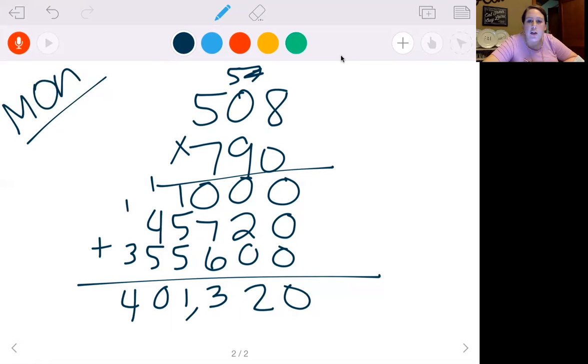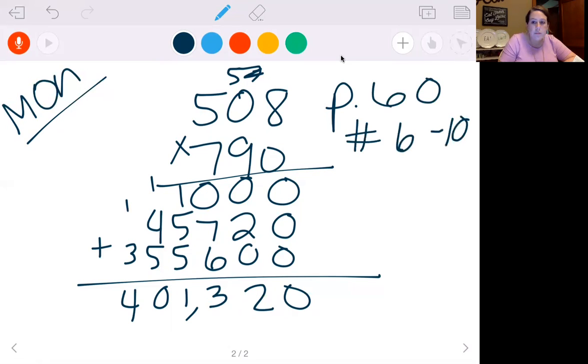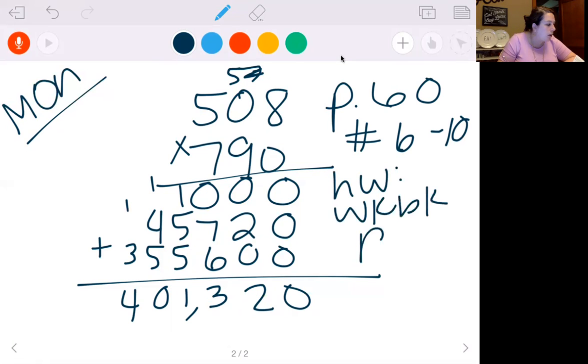401,320 is our answer, okay? So I'm going to let you go on and start your classwork. You're going to be doing page 60, numbers 6 through 10. This is not for a grade, this is for practice, so do it and I'll correct it. And then your homework is workbook page 47. Okay, so go ahead and get on that, and I will see you for Tuesday's video.